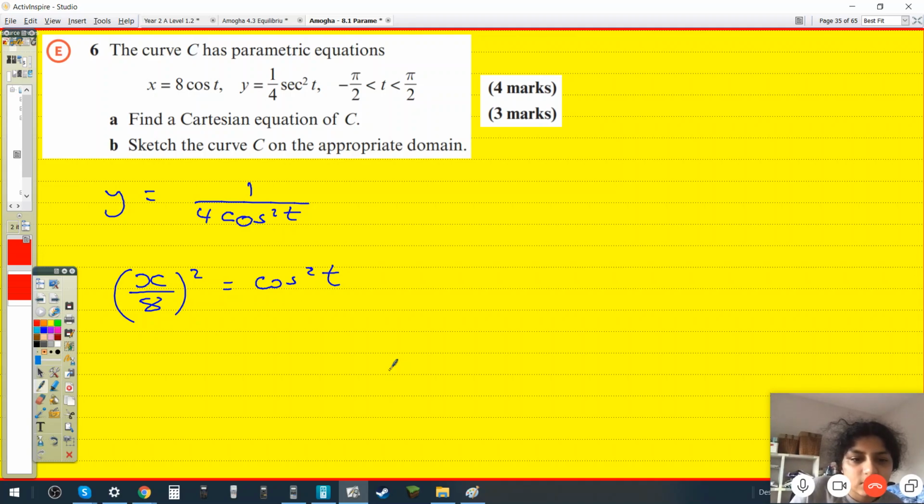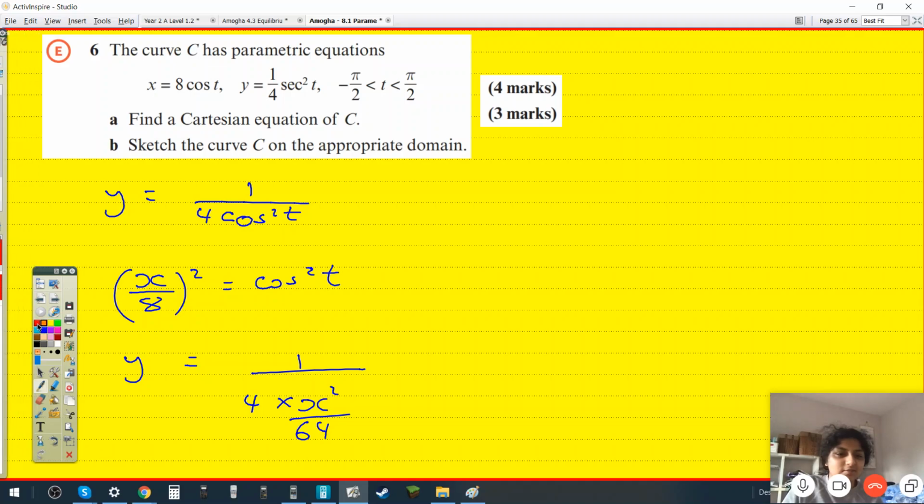Alright. That is cos squared t. So then you could just do y is equal to 1 over 4 times x over 8 squared. Yep. And then you can bring it to the other side. Say x squared over 64. You can cancel the 4 and the 64 to make life easier. And then you can bring x squared over 16 to the other side. You can do 1 over y equals x squared over 16. Or keep, change, flip. I believe it's 16 over x squared. Yeah, that's it.